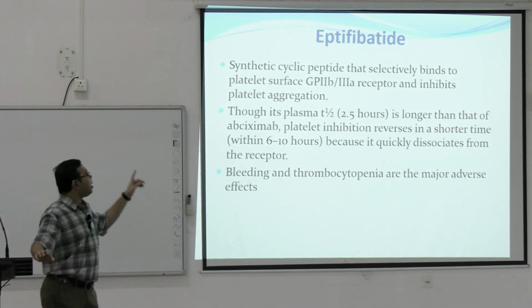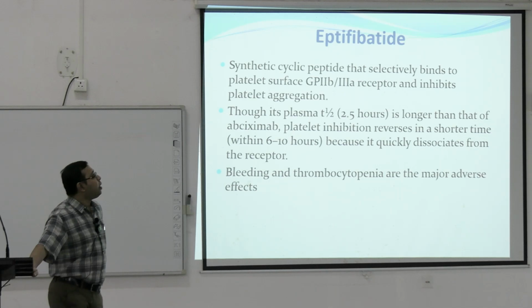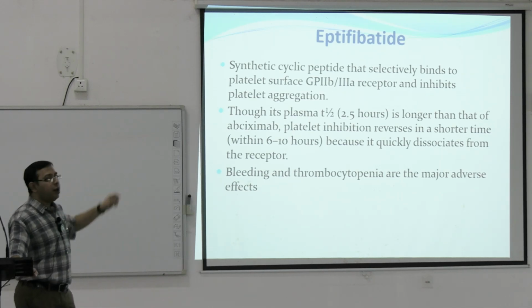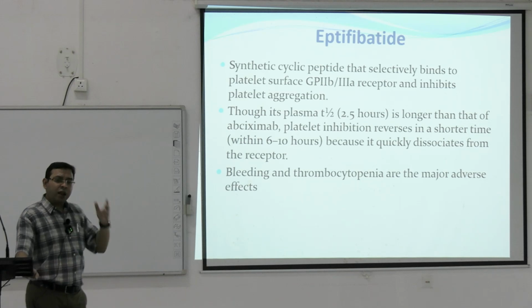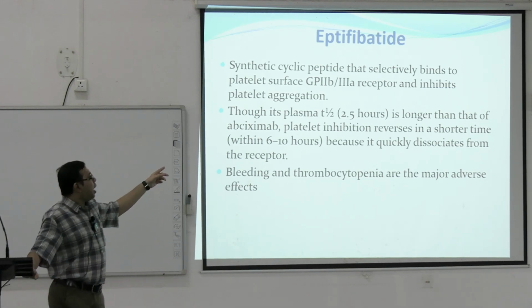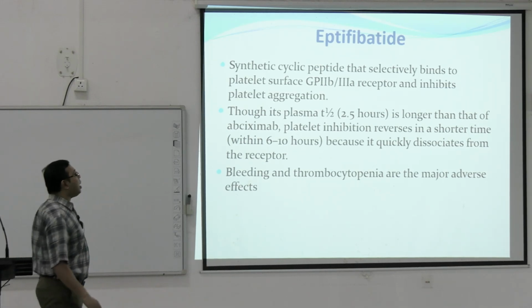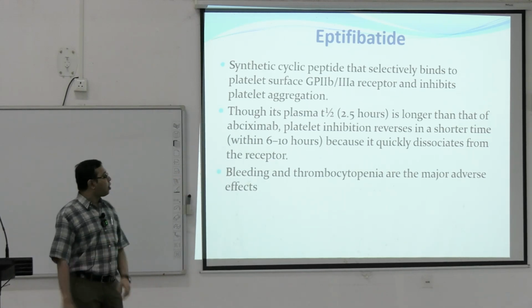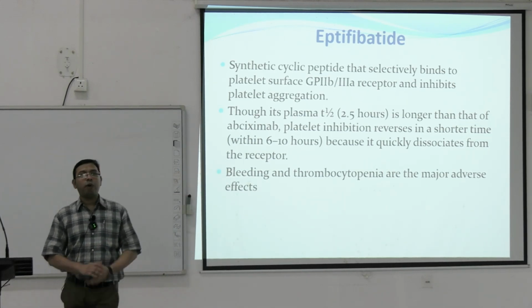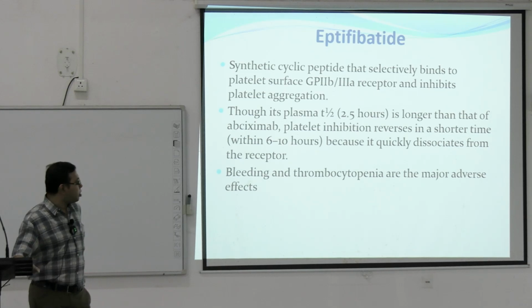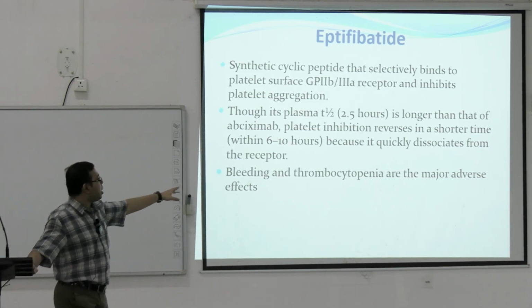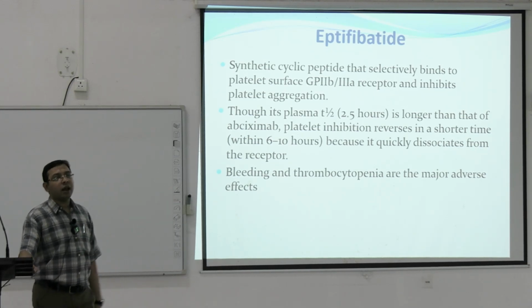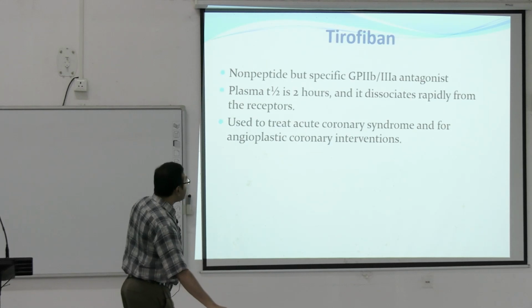Eptifibatide is a synthetic cyclic peptide that selectively binds to the platelet surface GP IIb receptor and inhibits platelet aggregation. Similarly, its plasma half-life of 2.5 hours is longer than that of the abciximab. Platelet inhibition reverses in a shorter time and it quickly dissociates from the receptor. That's why the bleeding chance is less. Bleeding and thrombocytopenia are the major adverse effects, but less than that of abciximab.